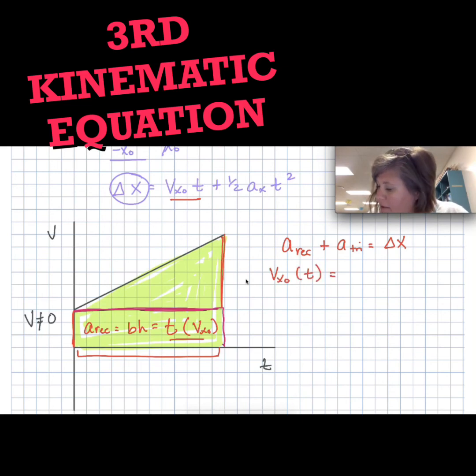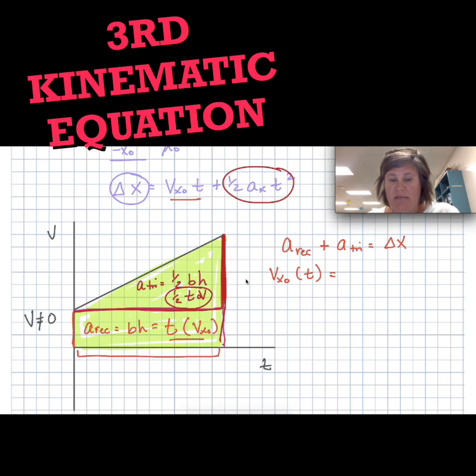Okay, then we also have the area here of the triangle, which is 1/2 base times height. Now here again, the base is the time, and the height is going to be this height right here, which is the change in velocity. So how do I get from this to this? Okay, how do I do that? So it's a little different.